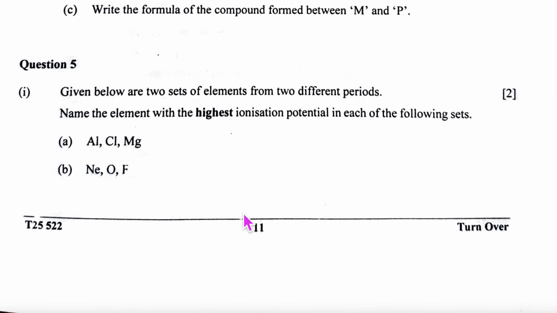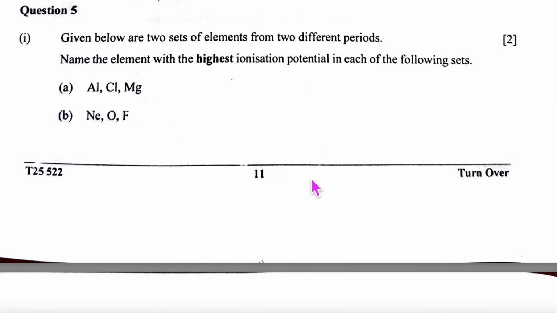Let us come to question number 5. Question number 5, again 10 marks. Given below are 2 sets of elements from 2 different periods. This is period 3, this is period 2. Name the element with the highest ionization potential.